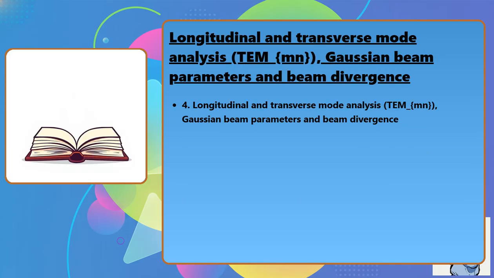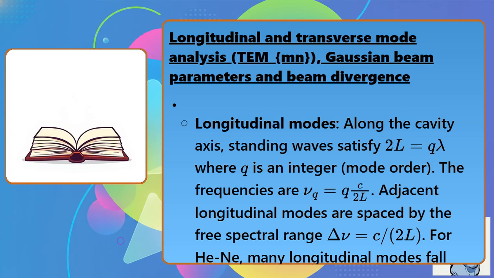4. Longitudinal and transverse mode analysis: TEM_mn, Gaussian, beam parameters and beam divergence. Longitudinal modes. Along the cavity axis, standing waves satisfy 2L equals q lambda, where q is an integer mode order. The frequencies are nu_q equals q times c divided by 2L. Adjacent longitudinal modes are spaced by the free spectral range delta nu equals c divided by 2L. For helium neon, many longitudinal modes fall within the gain bandwidth of approximately 1.5 GHz, typically 2 to 3 modes.